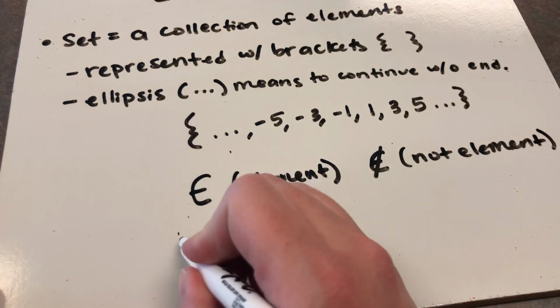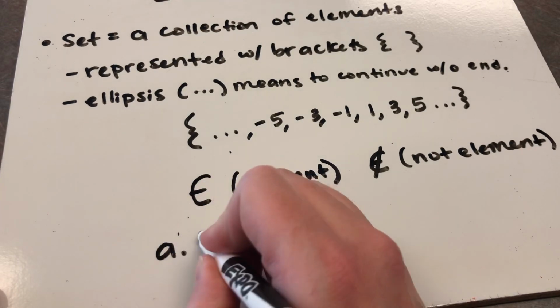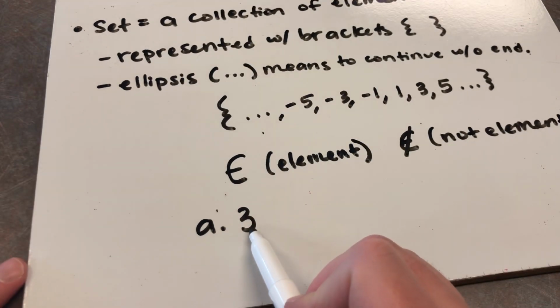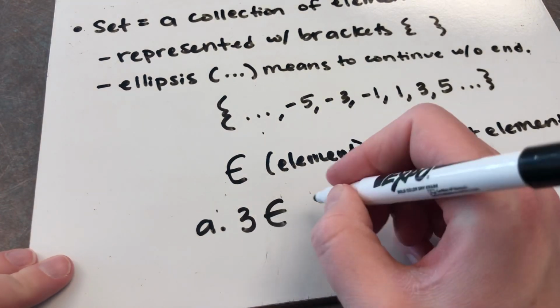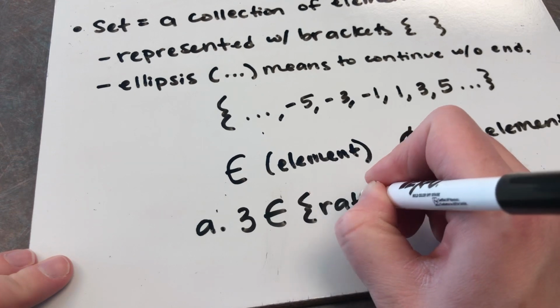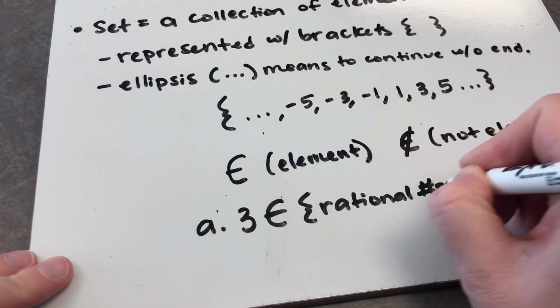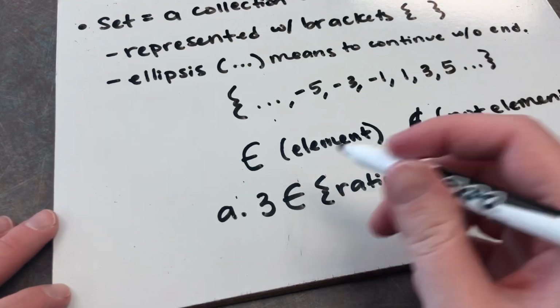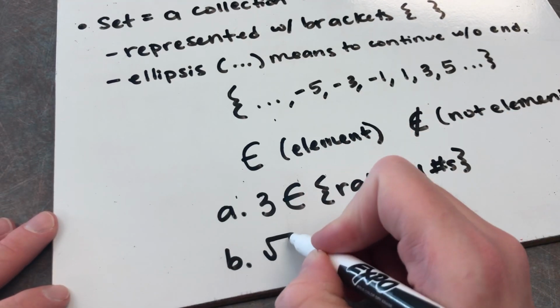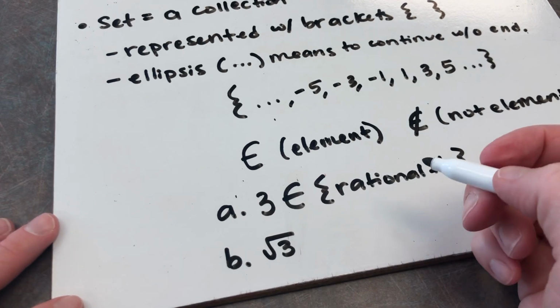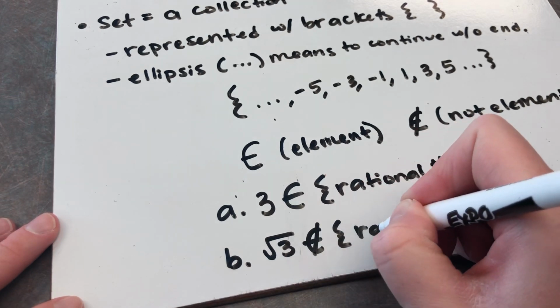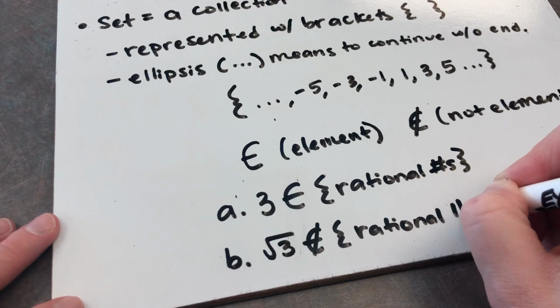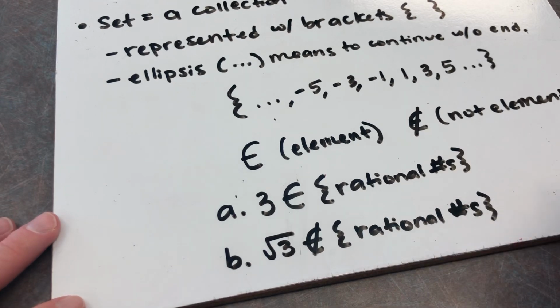So let's say I asked you if the number 3 is a rational number. You would say that 3 is an element of the set of rational numbers, and then you would end with a squiggly bracket. If we were talking about, let's say, the square root of 3, remember that's a really long decimal that doesn't have a pattern in it, we would say that the square root of 3 is not an element of the set of rational numbers, and we would end with the squiggly bracket.